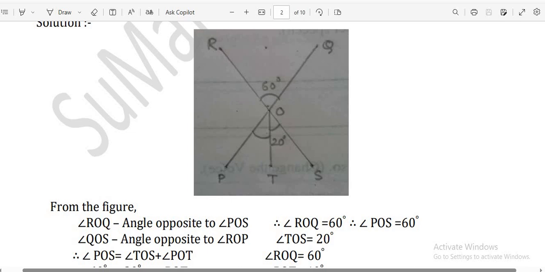In the above given figure, let us understand the concept of vertically opposite angles. From the figure, angle ROQ is the opposite angle to angle POS. Therefore angle ROQ is equal to 60 degrees, and therefore angle POS is equal to 60 degrees. Angle QOS is the opposite angle to angle ROP.